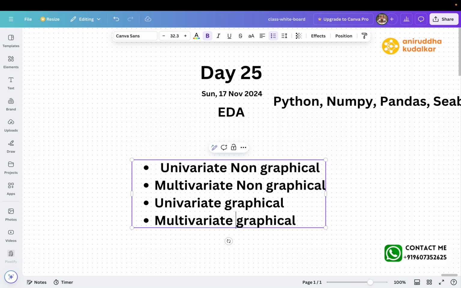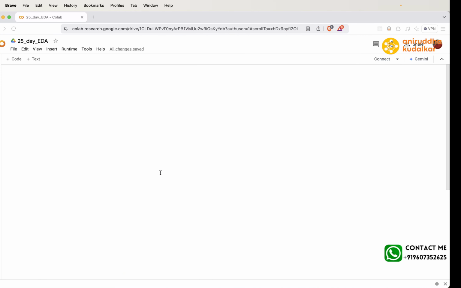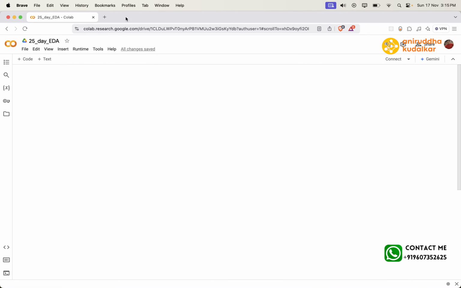So univariate non-graphical, this is the simplest form of the EDA. So whatever we have done with the pandas, now what is univariate, multivariate? We'll talk about that. Only pandas. You have a CSV. You are not allowed to use any of the graphs, any of the plots. That is the univariate non-graphical. This is the simplest form of the data analysis.